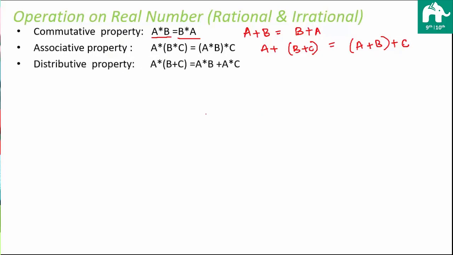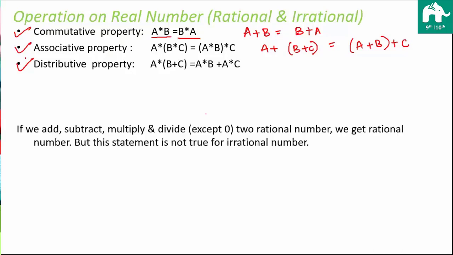Then comes the distributive property, which tells that A multiplied by B plus C is equal to A multiplied by B plus A multiplied by C. So if you see, all these properties are something which we have been learning since junior classes. So all that we are trying to tell is these properties are also followed by real numbers, that is both rational and irrational numbers. Now, please note an important thing here.